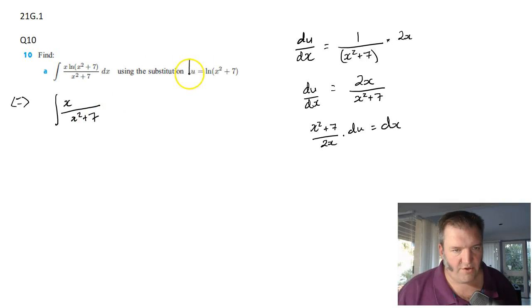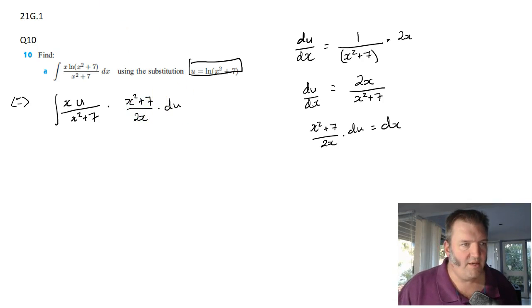Now I've got this substitution to make, so I'm going to replace that log of x squared plus 7 with u. And I'm going to make the other substitution. The dx is equal to x squared plus 7 divided by 2x du. Now you can see here quite a few things are going to cancel, which is going to make it look nice. That x squared plus 7 on top will cancel with the x squared plus 7 on the bottom there, and the x in the numerator and the denominator are going to cancel. So I've got a much nicer expression to deal with now. That's equivalent to, all of that's cancelled.